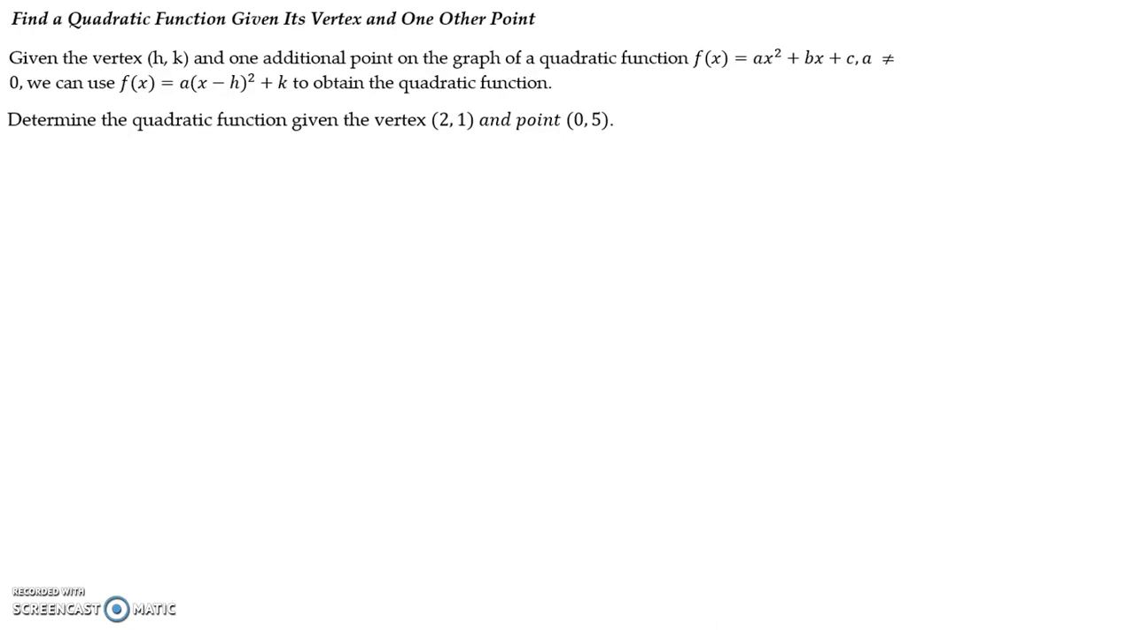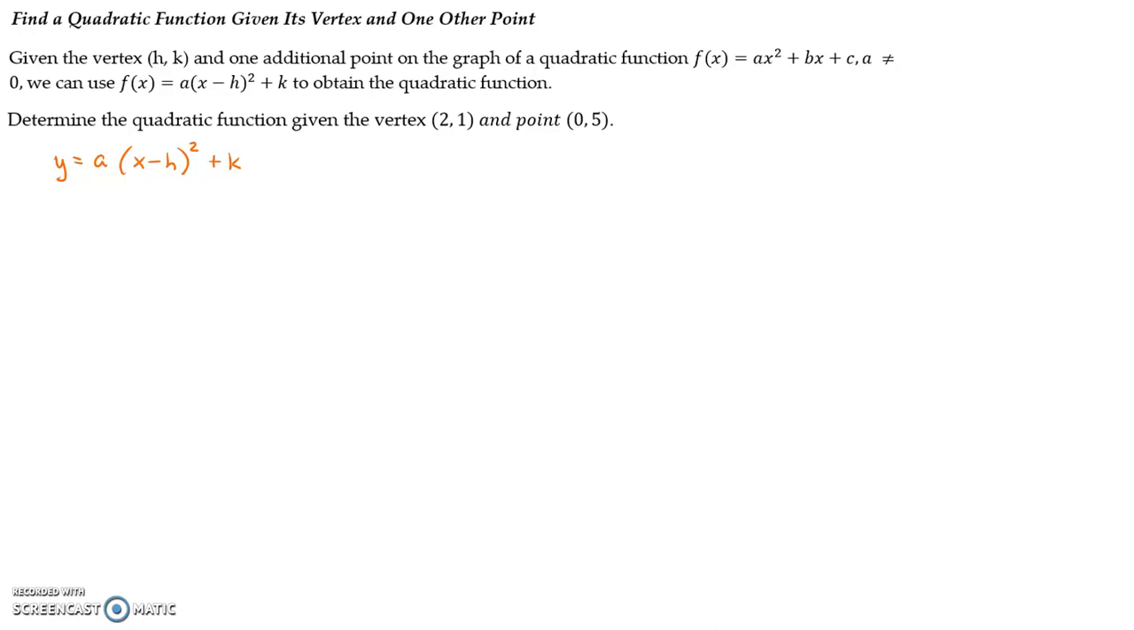Go ahead and take a look at finding a quadratic function where we are given its vertex and one other point. So we're going to need to be working with the vertex form of our quadratic function, which is listed up here. I'm going to rewrite this as y equals a times x minus h, the whole thing squared, plus k.